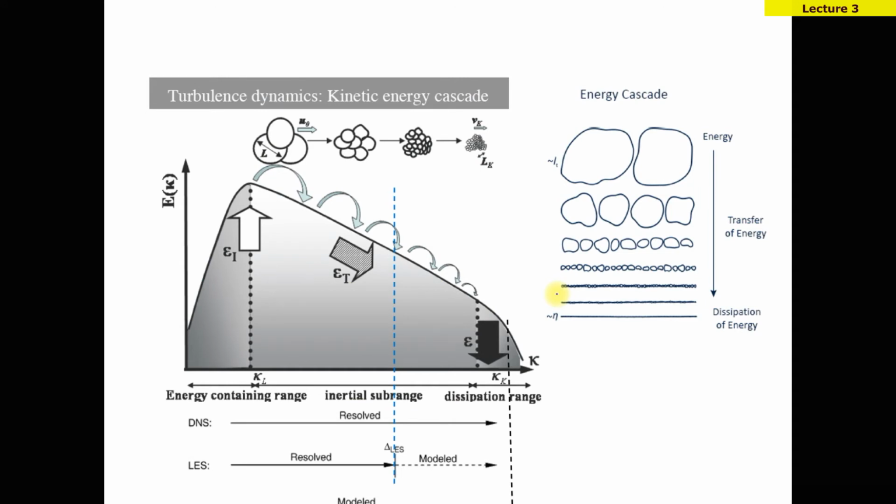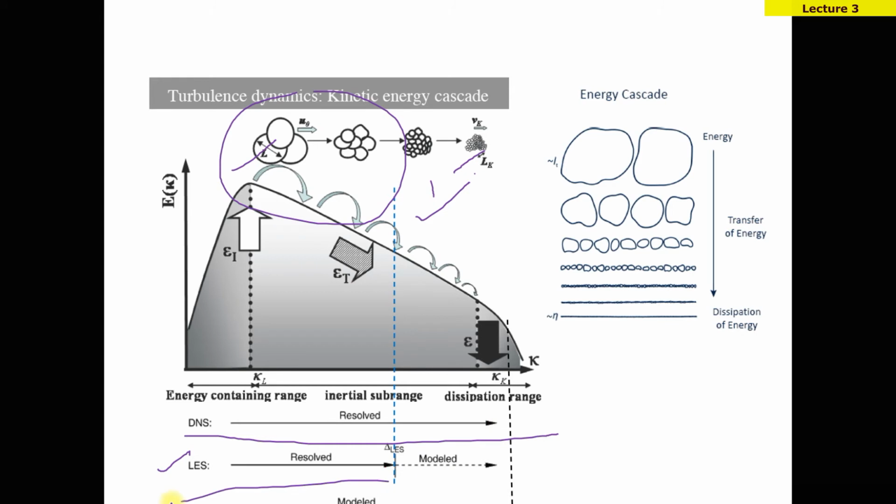You see that spectrum of turbulent kinetic energy. In DNS, all eddies are resolved, the smallest eddies as well as the larger ones. But in LES, only the bigger eddies are resolved using the mesh. The smaller eddies are modeled. In RANS, all the eddies are modeled.